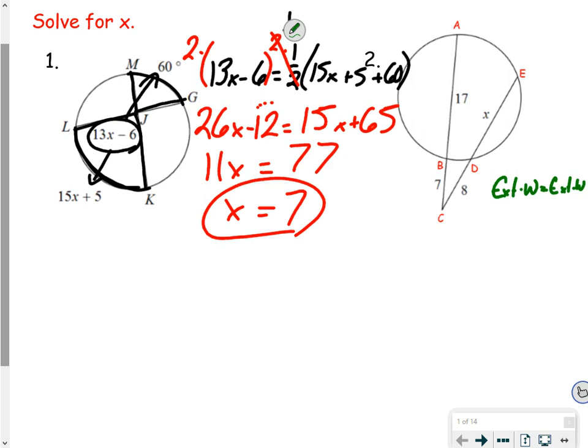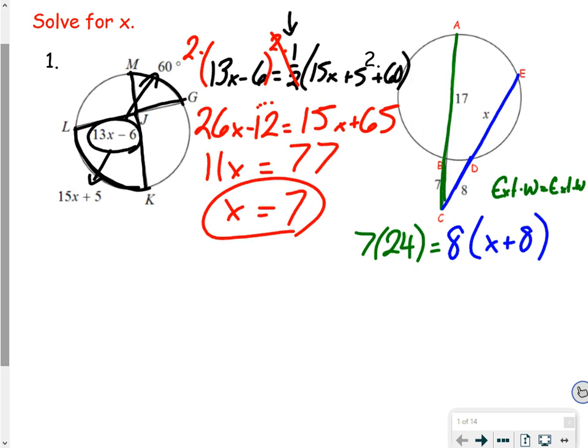Right, so the exterior part of AC would be 7. Now the whole distance of AC, if we add those up, would be 24. That should equal the exterior times whole of the other segment. So if we look at EC now, the exterior part's 8, and then the whole thing would be x plus 8.